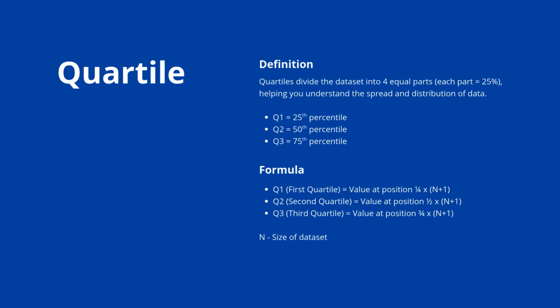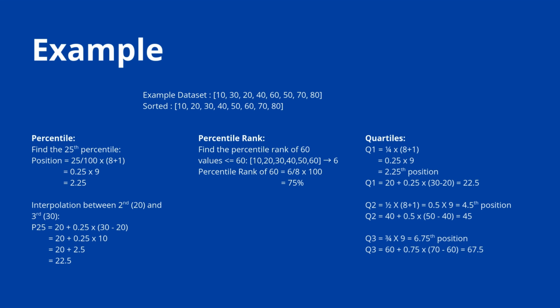Now let's see a very simple example of how we can calculate percentile, percentile rank, and quartile. Here we have a sample data set. First we will sort this data set. After sorting the data set, we can calculate the percentile.